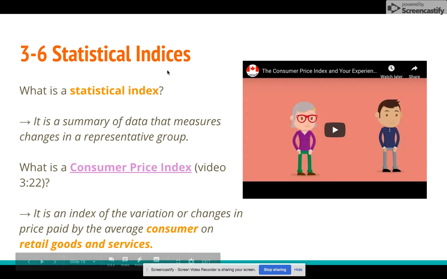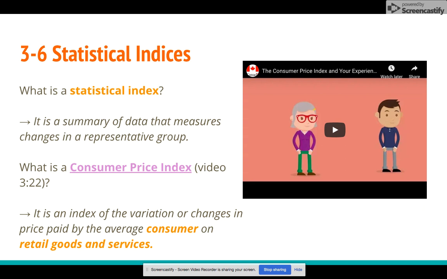This is a little introduction to statistical indices. So first of all, what is a statistical index? Well, an index is a reference. It's basically a summary of data that measures changes in a group.